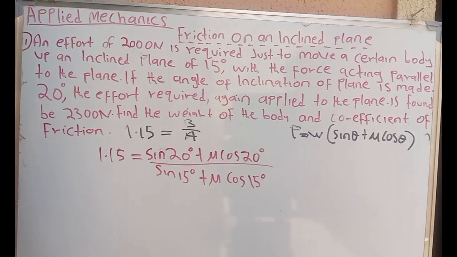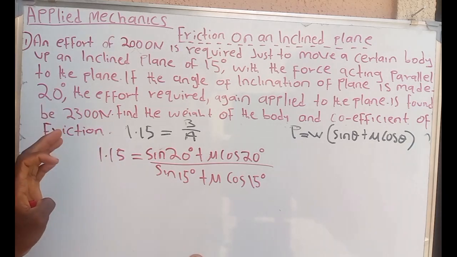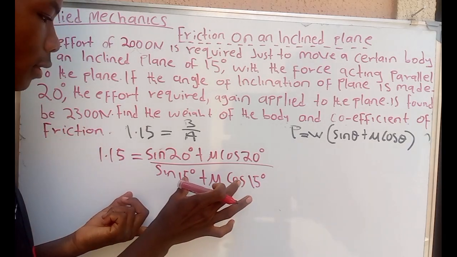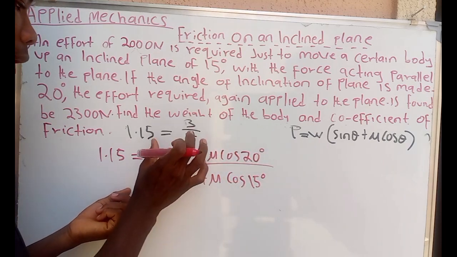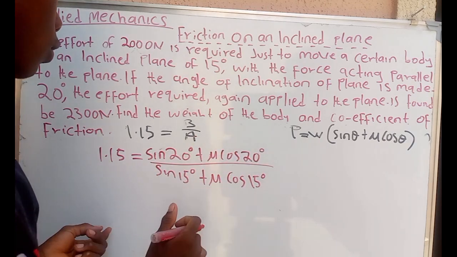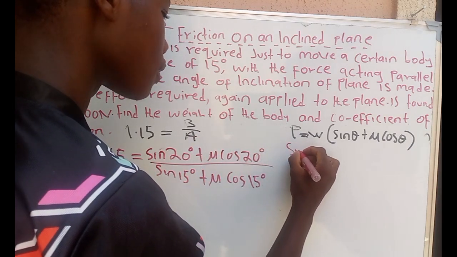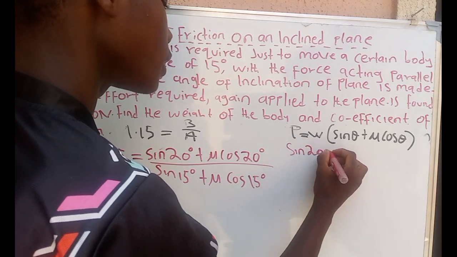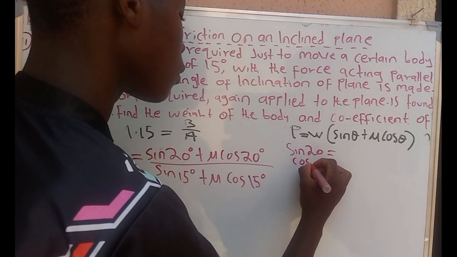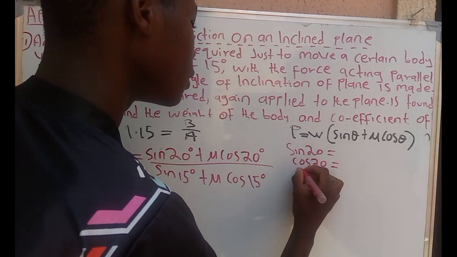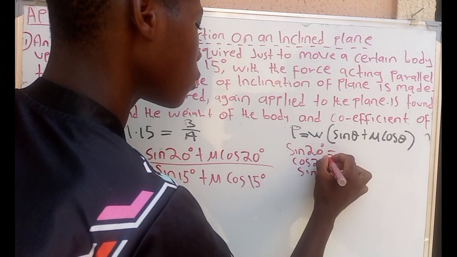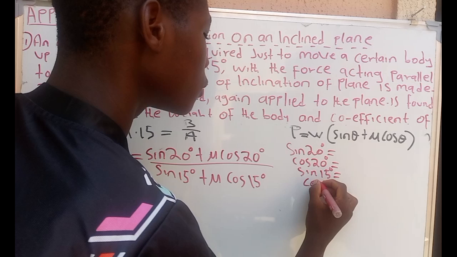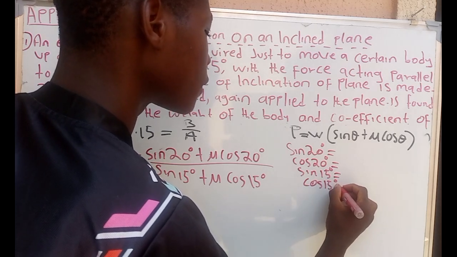So what are we going to do here? We have to cross multiply. But before we cross multiply, we have to first find the value of sine 20, cos 20, and also sine 15 and cos 15. So let's see here: sine 20 will be, cos 20 will be, sine 15, and also cos 15 will be.